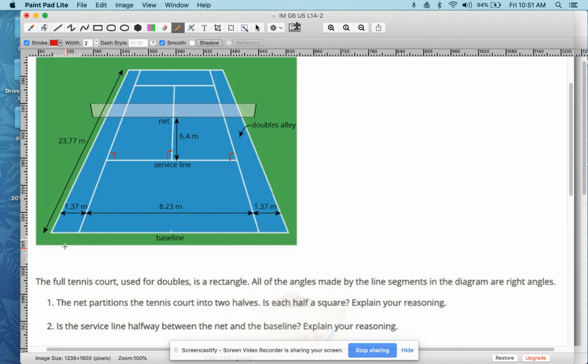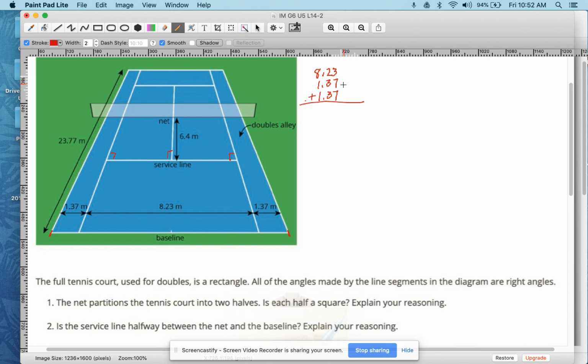So we need to find out what is the width from here to here. And we can find that out by adding 8.23 plus 1.37 plus 1.37. So let's do that. So I have 8.23, 1.37, 1.37, and I'm going to add them all up.